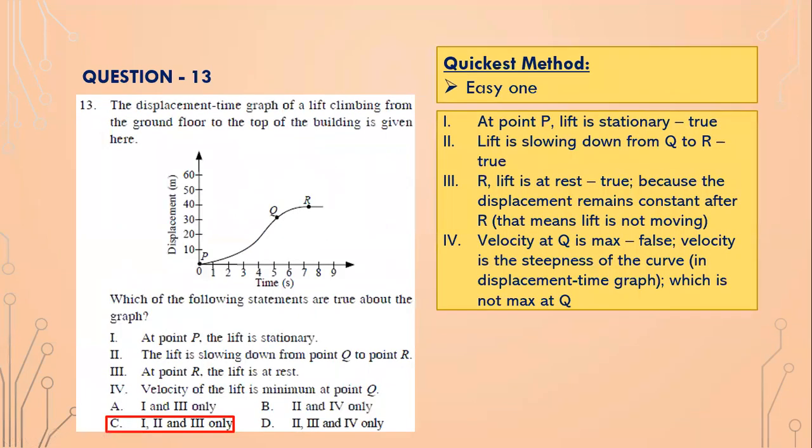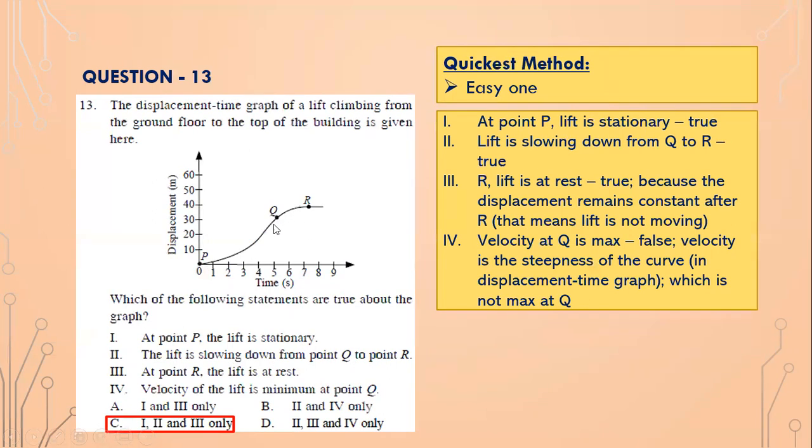The displacement time graph of a lift climbing from the ground floor to the top of the building is given here. Which of the following statements are true about the graph? Okay. So at point P, the lift is stationary, which is true. The lift is slowing down from point Q to point R, which is also true.